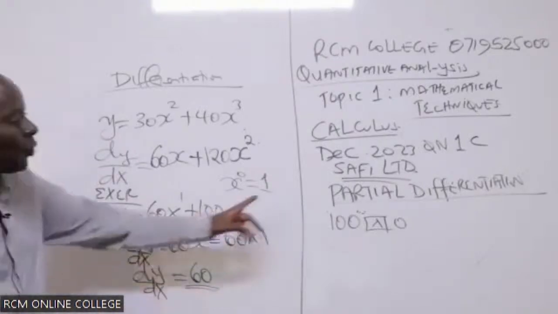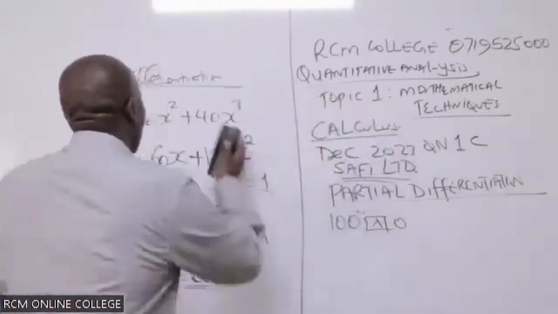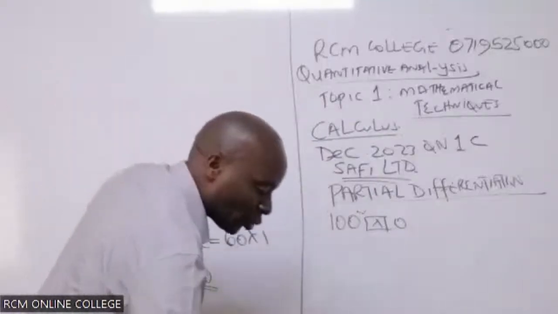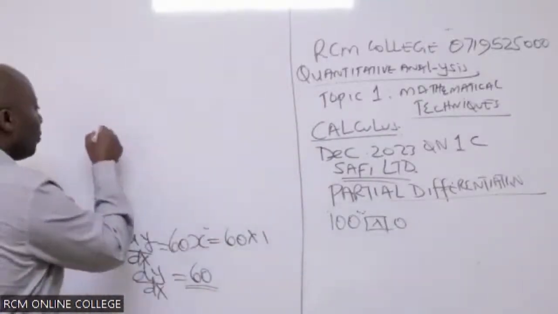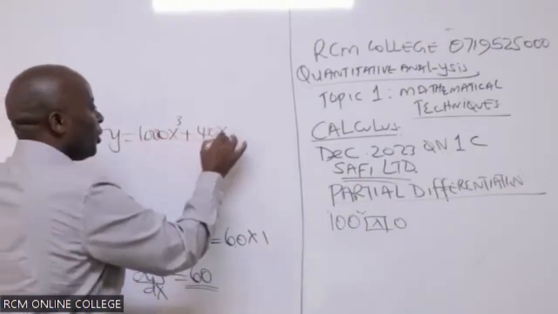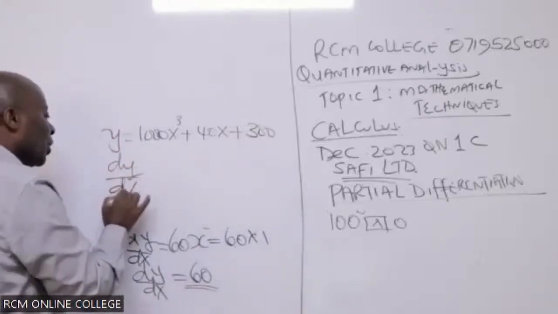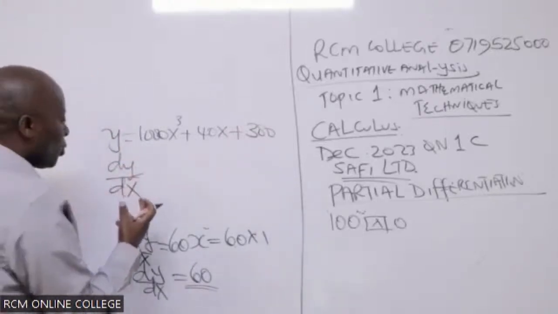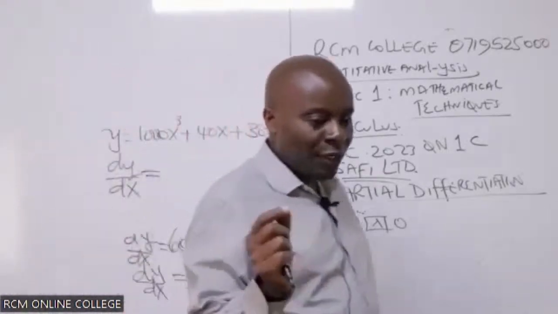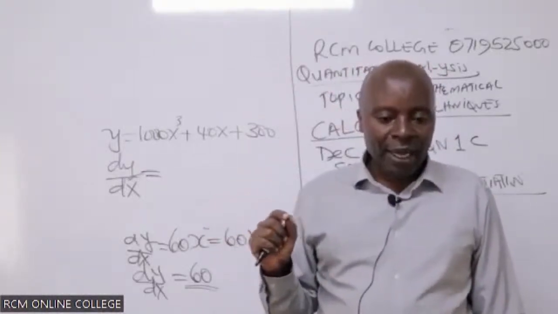So if you allow me, before I start doing this question of December 2023, I would want us to do one more exercise. If, for example, you are given y equals 1000x raised to 3 plus 40x plus 300, and they tell us to differentiate. Differentiate is to get the gradient, to get the rate of change. They tell us to give them dy over dx. Is there somebody who can try differentiating this for me?